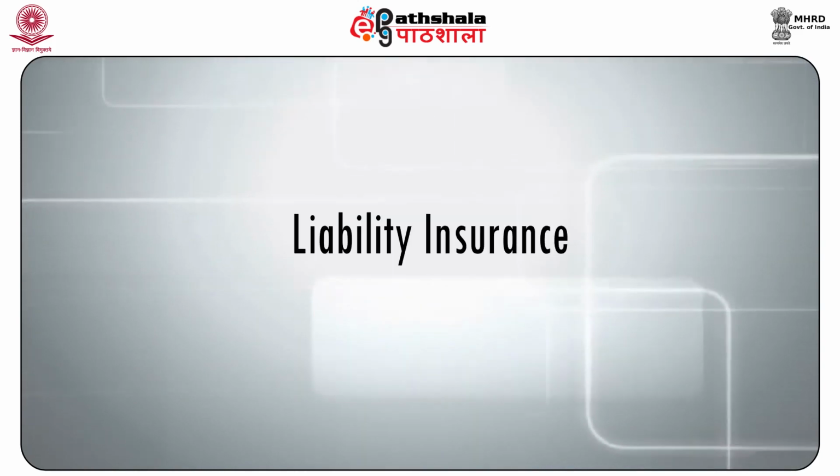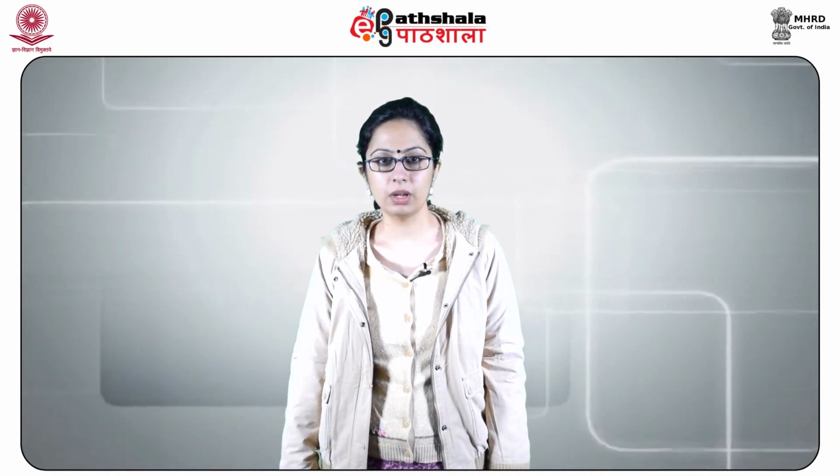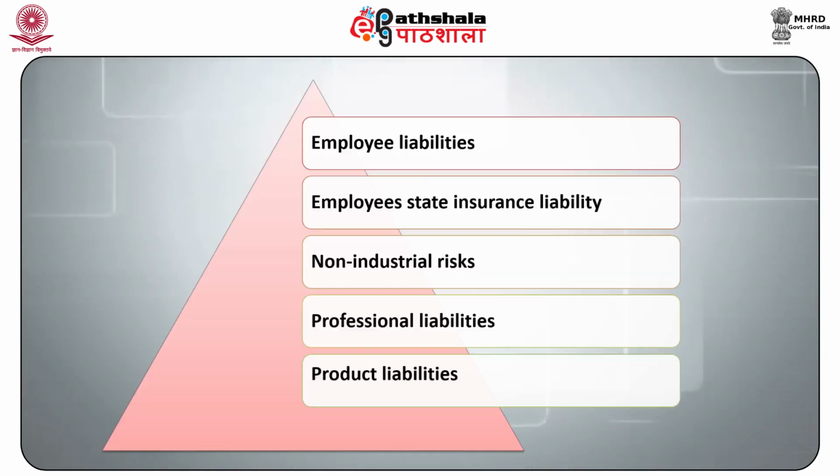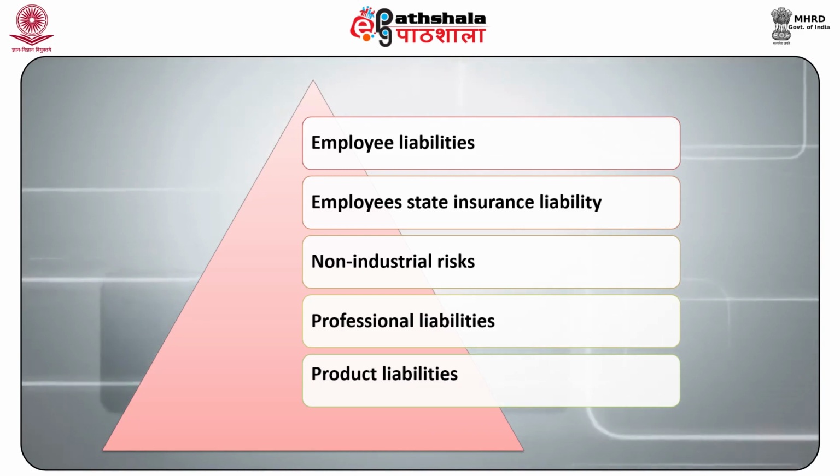Next is liability insurance. The Public Liability Insurance Act 1991 states the scope of liability insurance in India. Liability insurance concerns itself with the workplace and issues arising out of working conditions, death, accident at work, and unforeseen incidents while in employment. Next is types of liabilities. Insurance is available across several types of liabilities. These are known as indemnity policies: employee liabilities, employees state insurance liability, non-industrial risk, professional liabilities and product liabilities.